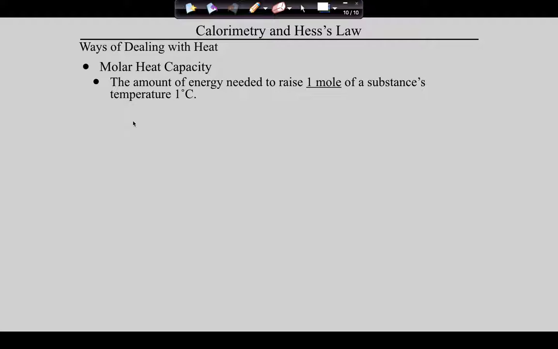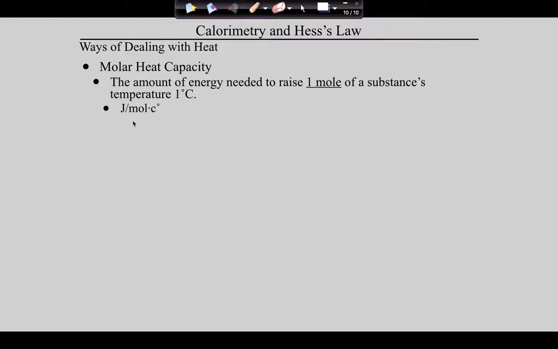So guys, write this down. A molar heat capacity is the amount of energy needed to raise 1 mole of a substance's temperature 1 degree Celsius. And as you write that down, you may be thinking to yourself, that sounds familiar. Just write it down. We'll talk.